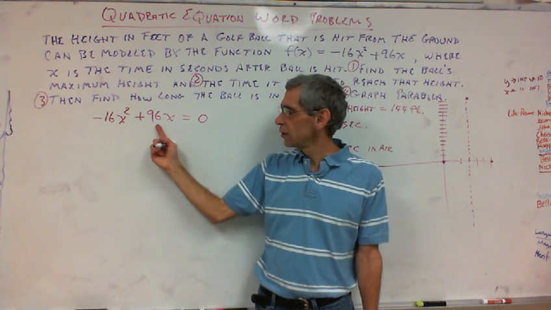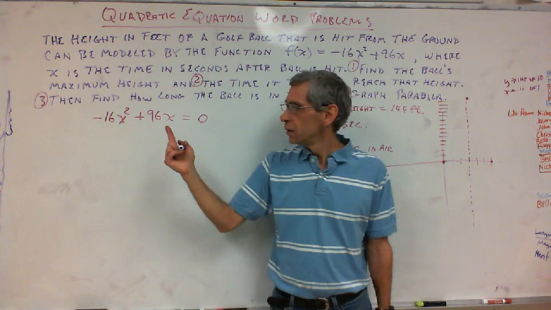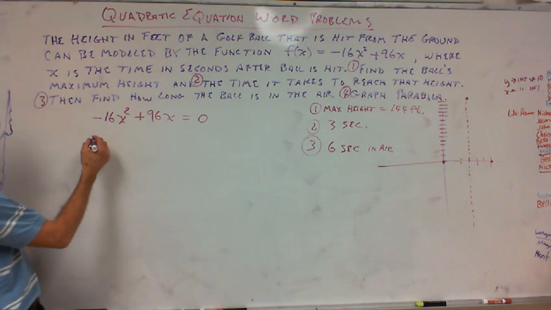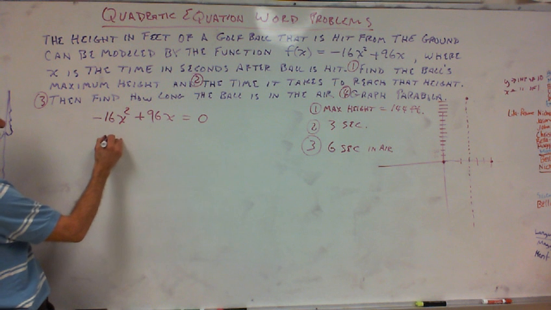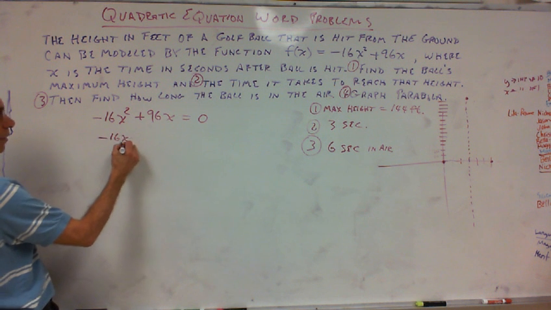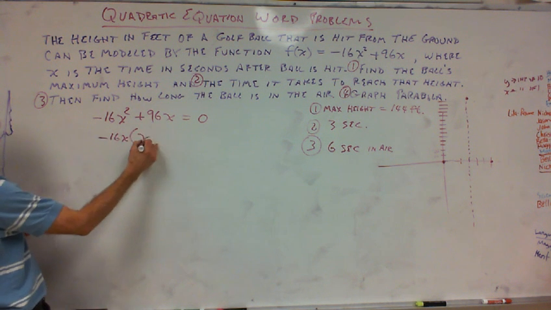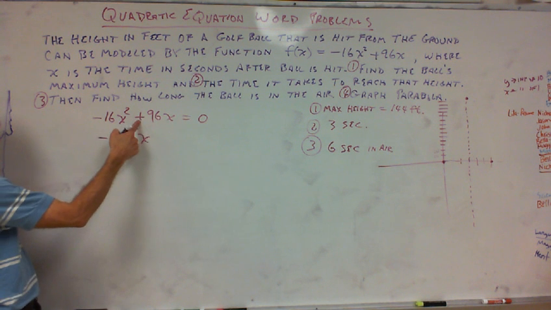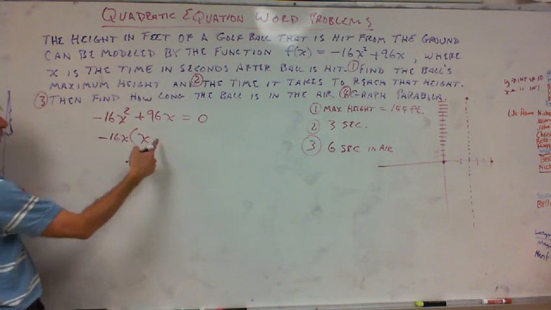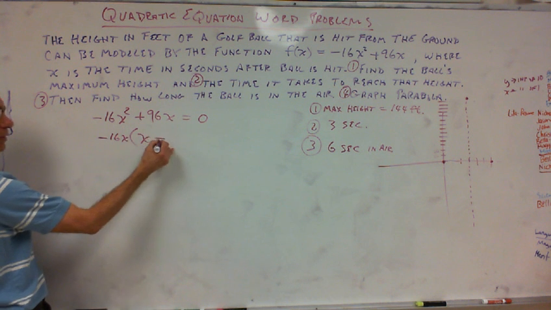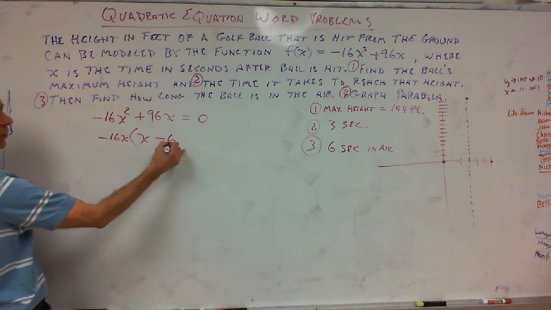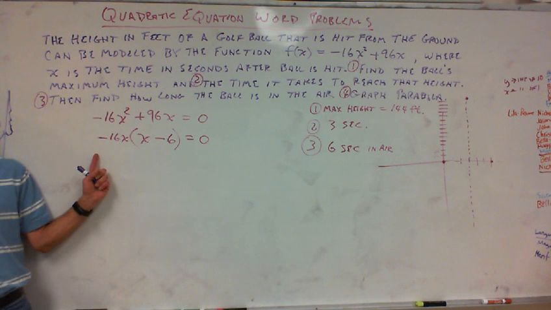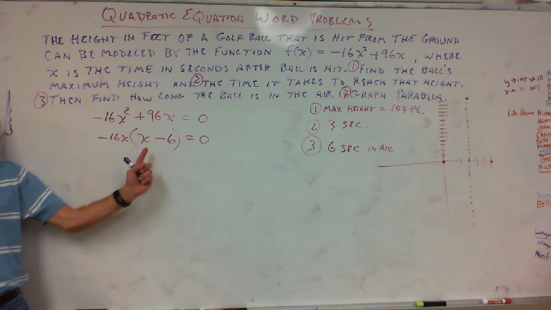I think 16 does go into 96. Didn't we figure that out? Yeah, 6 times. So we'll factor out both. We'll factor out a negative 16x, right? And that would give me just an x here. Now, since I'm factoring out a negative, that's going to change this sign, because negative times negative is positive. So x minus 6 equals 0. So I have either negative 16x equals 0.